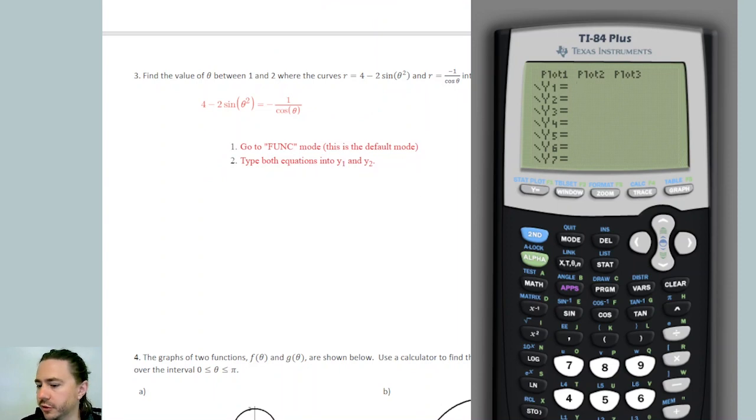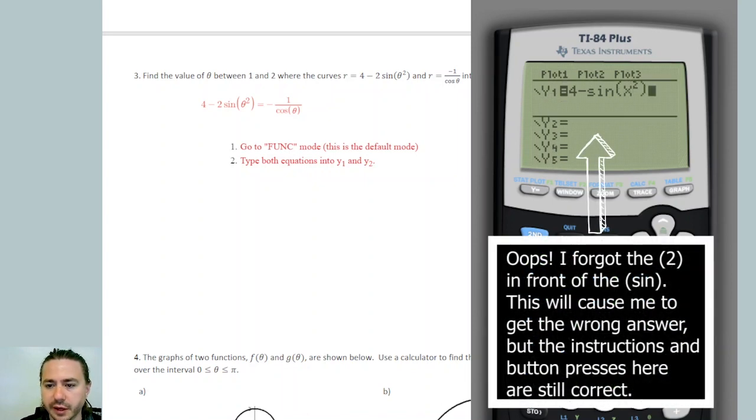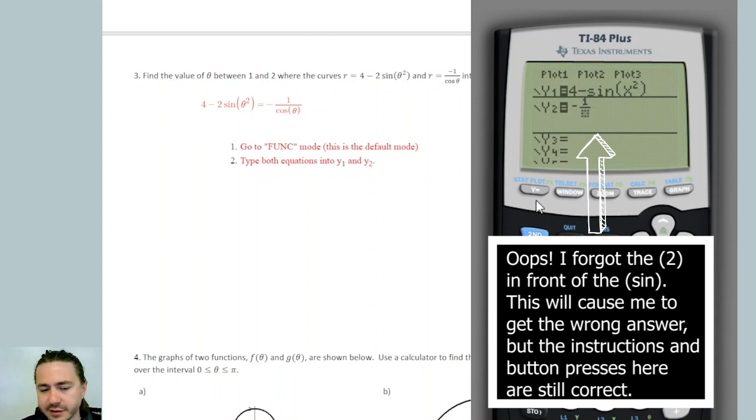All right, so let's go ahead and do that. So we've got 4 minus sine of theta squared. Now it's going to show up as an x, but that's okay. And then negative, make a little fraction here. I'm just typing these in exactly how they look, except I'm typing in x instead of theta.